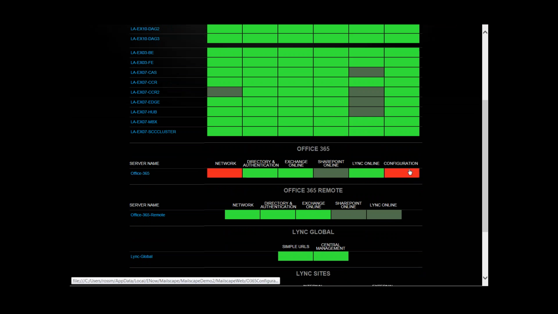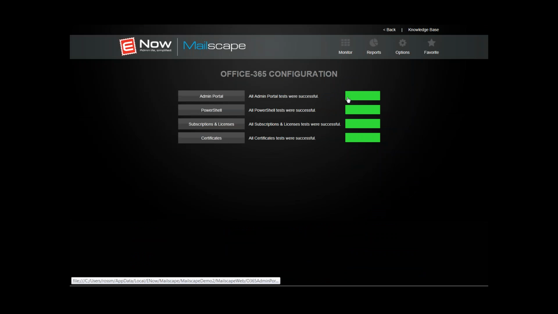And then last but not least, we also have a configuration part where we take a look at all sorts of supporting configuration items like: do we have access to the admin portal? Do we have access to your remote PowerShell? How are you doing on licenses? Do you have enough licenses left in the subscriptions that you have bought in Office 365? And we also monitor certificates.